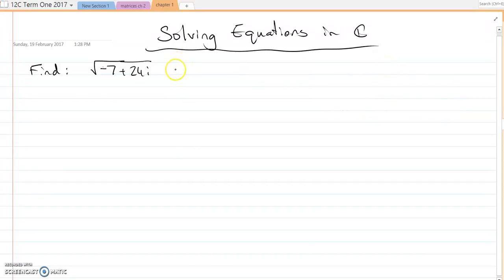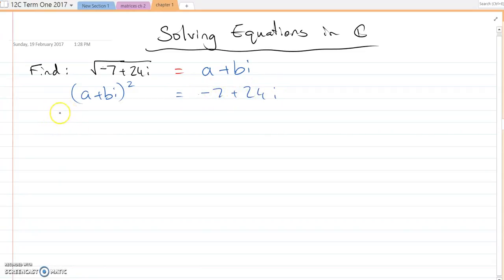We're going to say that this equals a plus bi. So we've got some complex number, a plus bi. When we square it, we're going to get this. So that means that a plus bi squared equals minus 7 plus 24i.